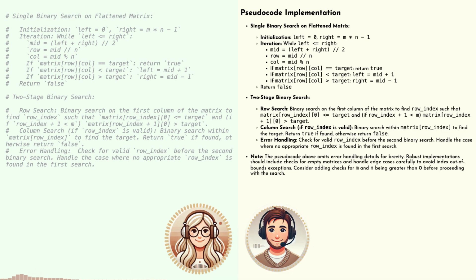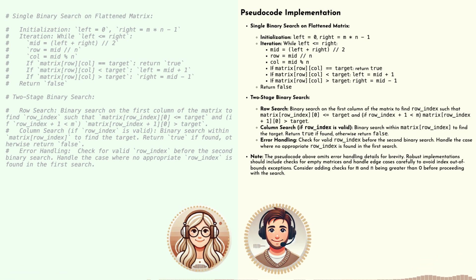We enter our loop, which continues as long as left is less than or equal to right. And within the loop, we calculate the middle index. But here's where the magic happens. The decoder ring? Exactly. We use integer division to find the row in our original matrix that corresponds to this middle index in our flattened array. It's middle divided by the number of columns. And to find the column, we use the modulo operator. It's middle modulo the number of columns.